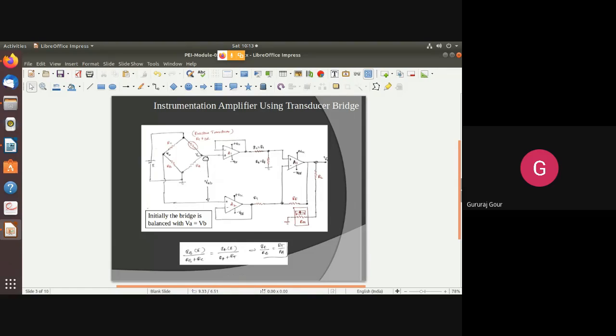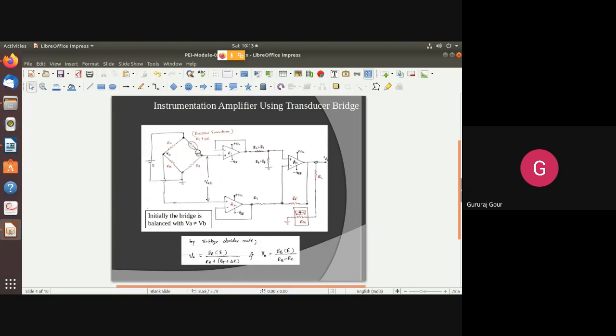In that case, VA is obviously going to be equal to VB. RA, RB, RC are kept equivalent to RT. No delta R is there. Delta R comes into the picture only when we have the unbalanced condition. Here you can see, as RB and RC are fixed, VB is not going to change much.